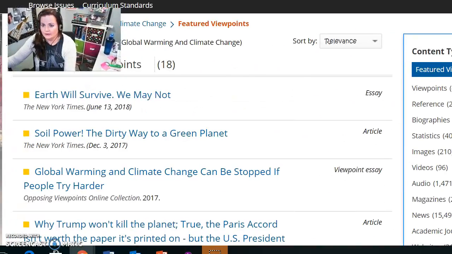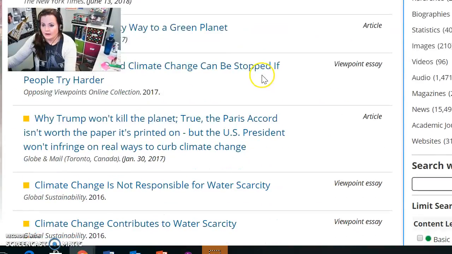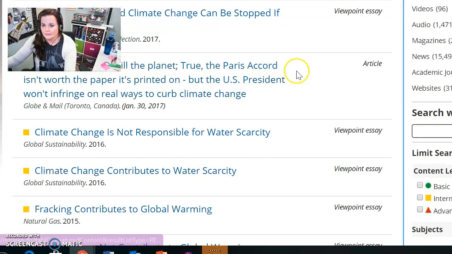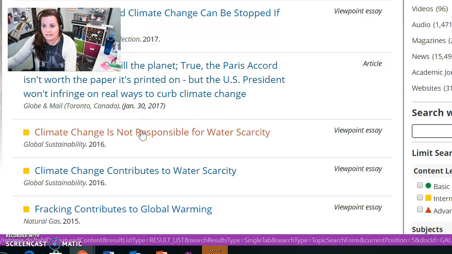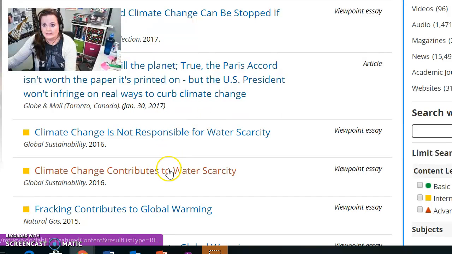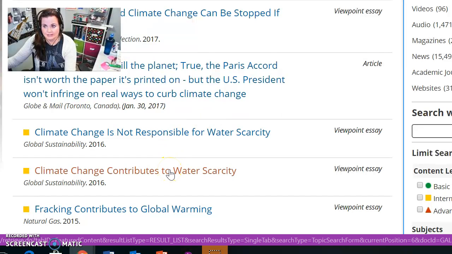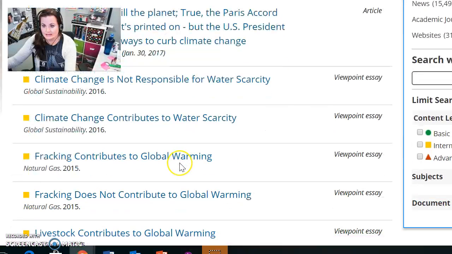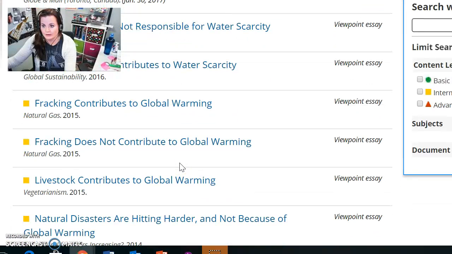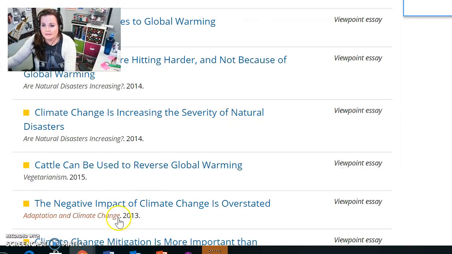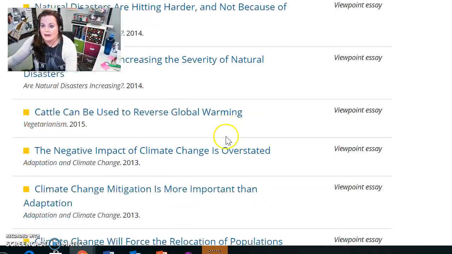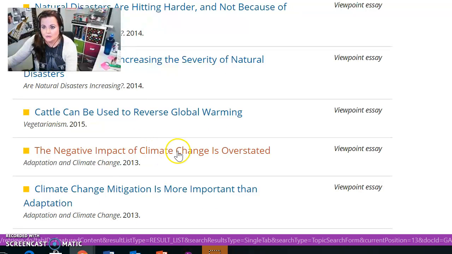And if we look here, for example, this one says climate change is not responsible for water scarcity. This one says climate change contributes to water scarcity. So obviously there are totally opposite sides of that viewpoint. Fracking does not contribute to global warming. Fracking does contribute to global warming. So these are giving you some complete, opposite viewpoints. The negative impact of climate change is overstated.